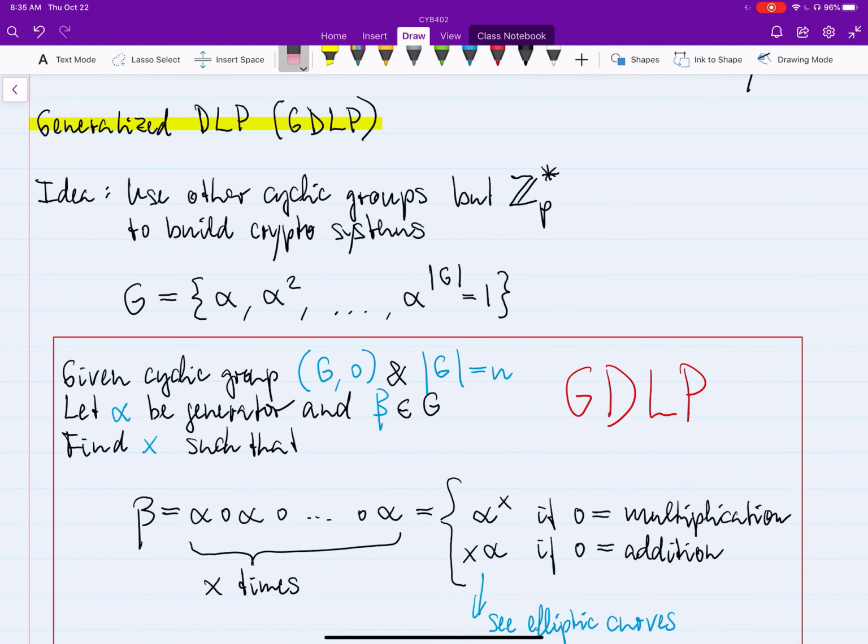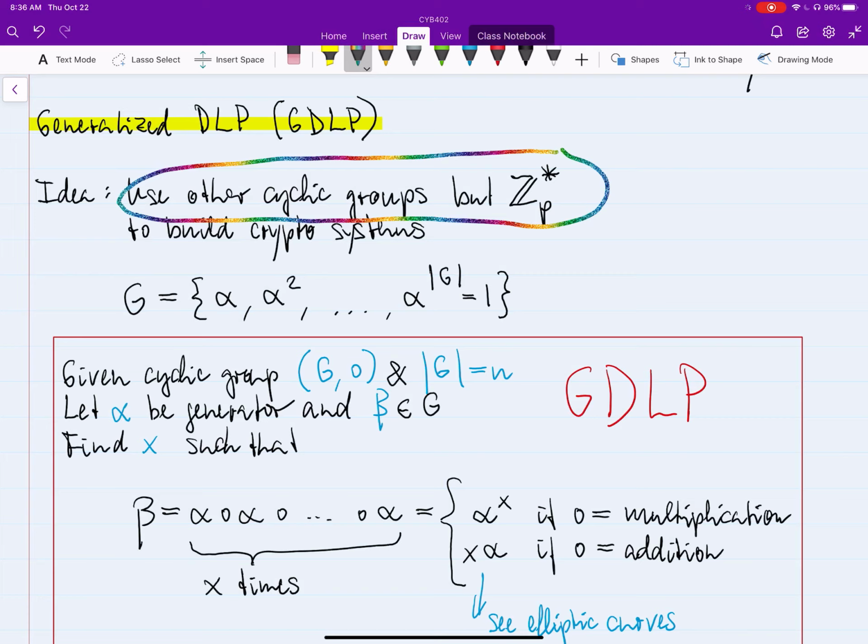So we generalize the discrete logarithm problem to arrive at the generalized discrete logarithm problem. And this idea actually allows us to build other crypto systems that fundamentally rely on the idea of the discrete logarithm problem. So this is very interesting, of course. So the idea is that we use other cyclic groups than Z P star under multiplication to build other crypto systems.